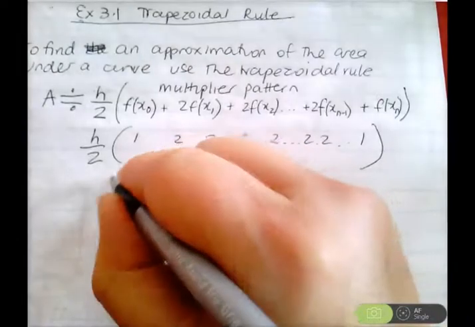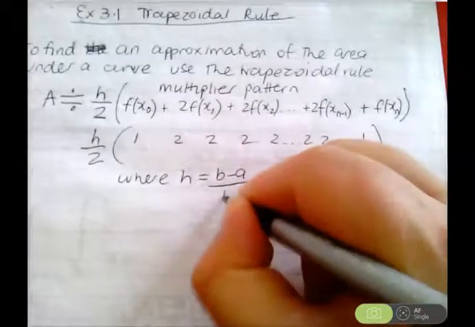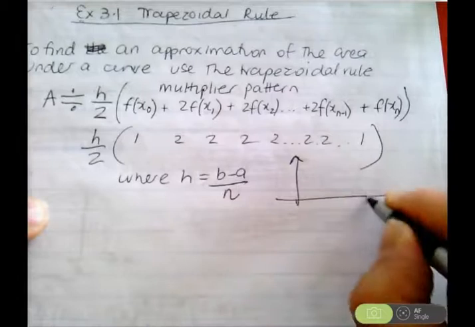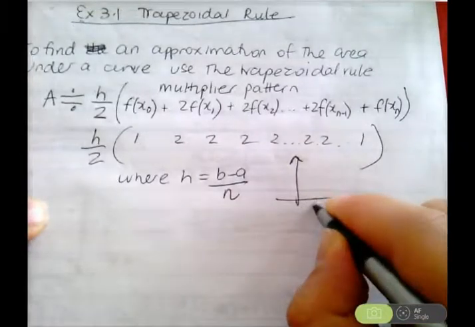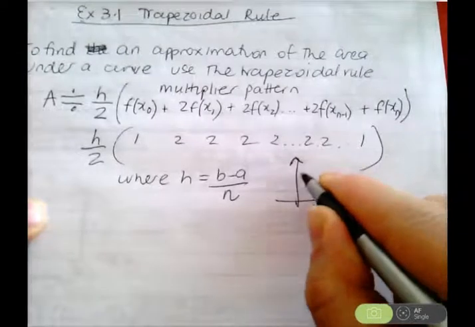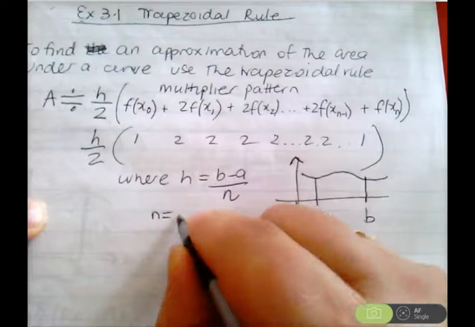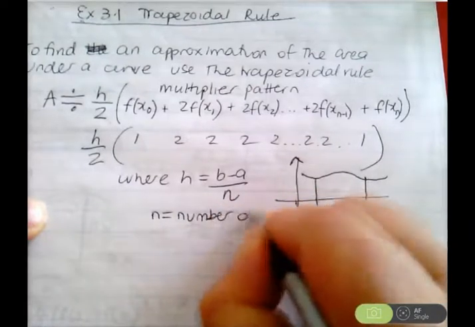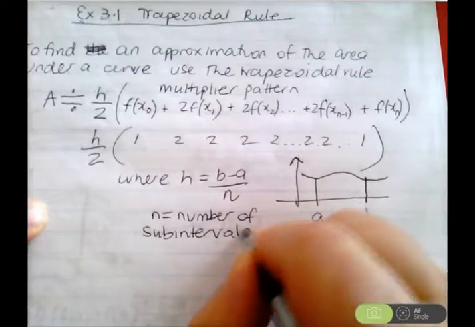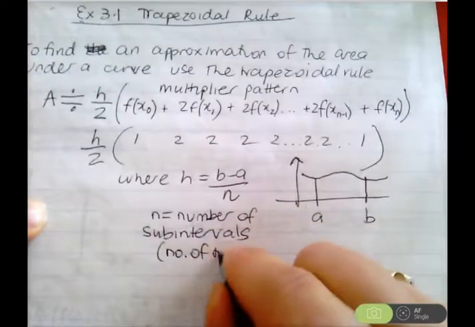Okay, remember that h equals b minus a over n. B would be the end point of your interval. A will be the beginning point of your interval. Doesn't matter what the curve looks like. And n is the number of subintervals. Number of subintervals is the number of trapezia. The number of trapezia.